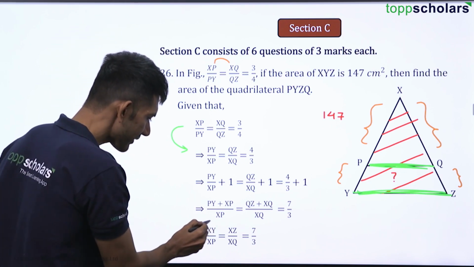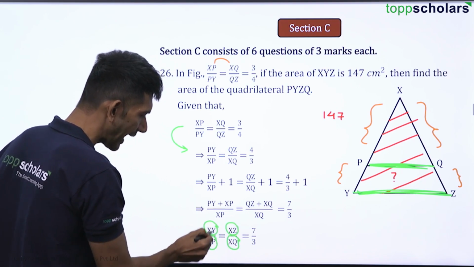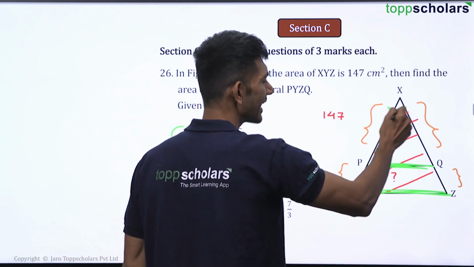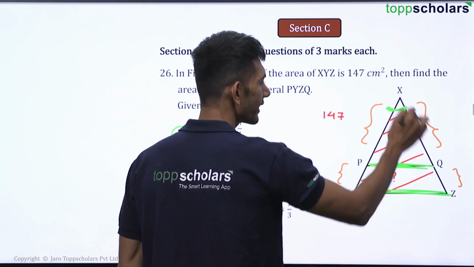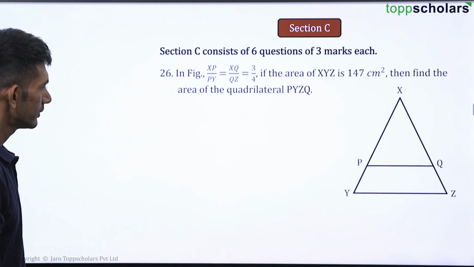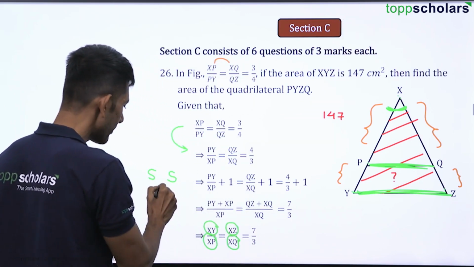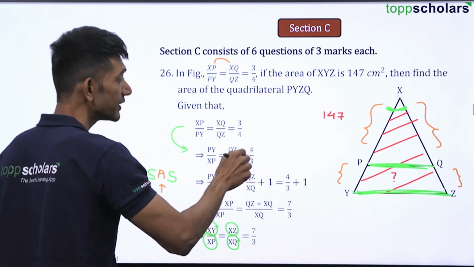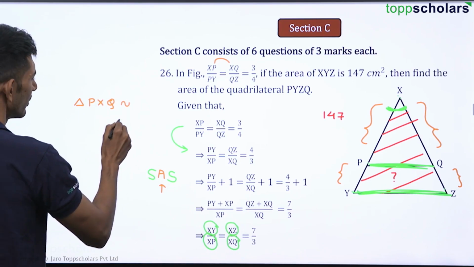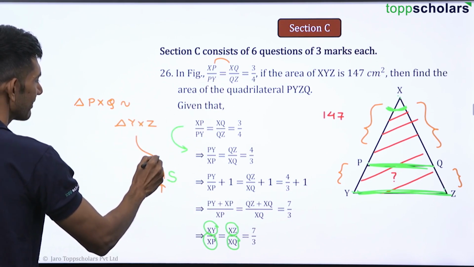Can I say XY is the side of the bigger triangle, XP is the side of the smaller triangle, XZ is the side of the bigger triangle, XQ is the side of the smaller triangle, and the two sides are in proportion. And in the bigger triangle and the smaller triangle, this angle X is the common angle. YXZ, PXQ, X is common. So after this, two sides and in between I have a common angle. So the two triangles, which two triangles? Triangle PXQ is similar to triangle YXZ by SAS test of similarity.